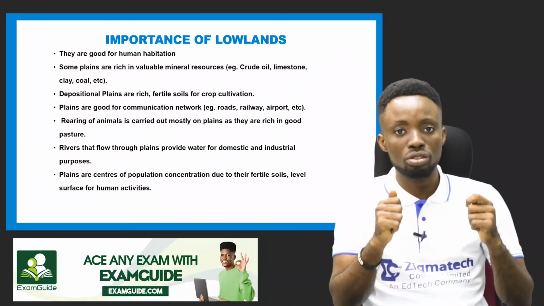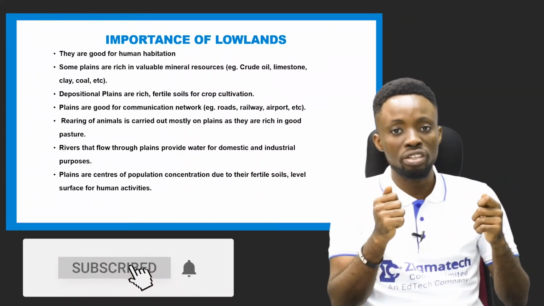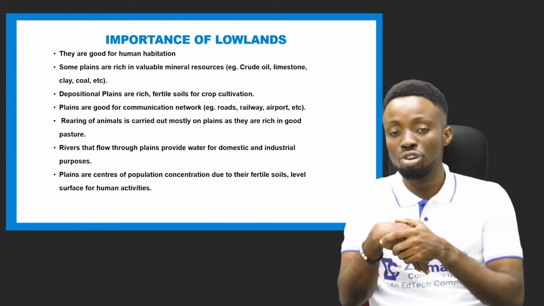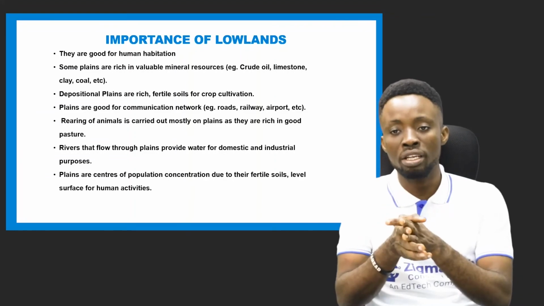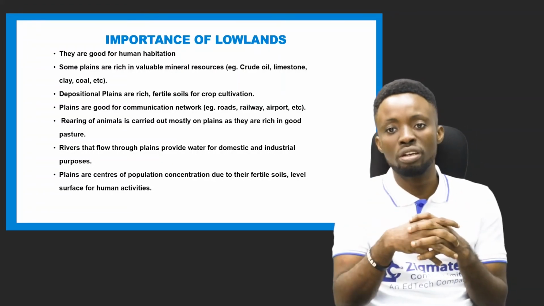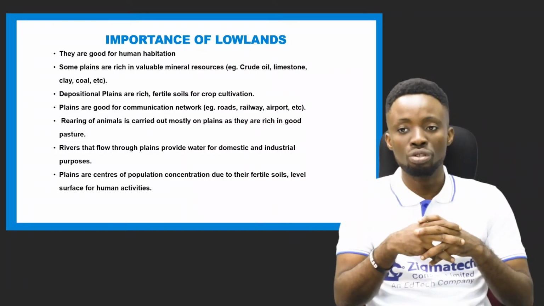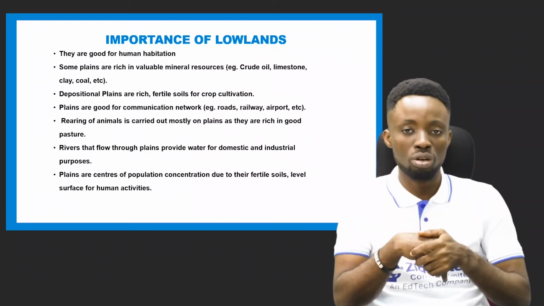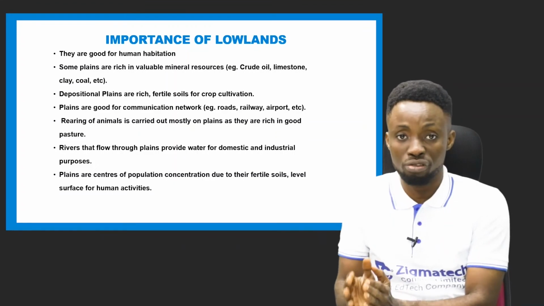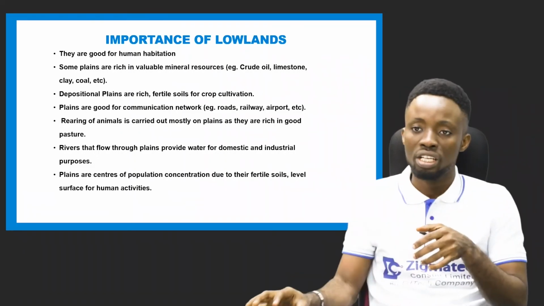And lowlands support a good communication network. That's why it's very easy to build communication networks like roads and railways on lowland areas compared to highland areas. And also rearing of animals is made possible on lowland areas, and the rivers that flow through these areas are a source of domestic and industrial application. So we also have the majority of the population found in the lowland areas compared to the highland areas.